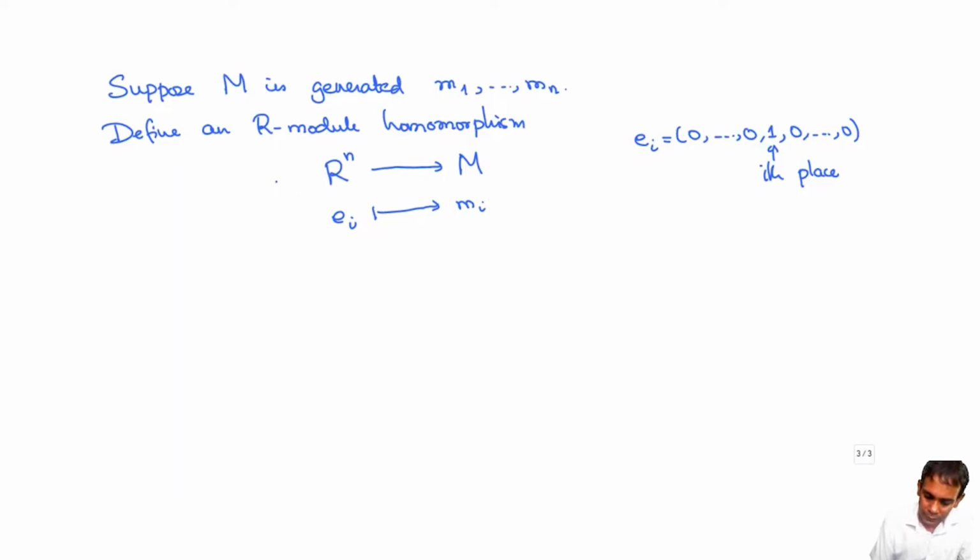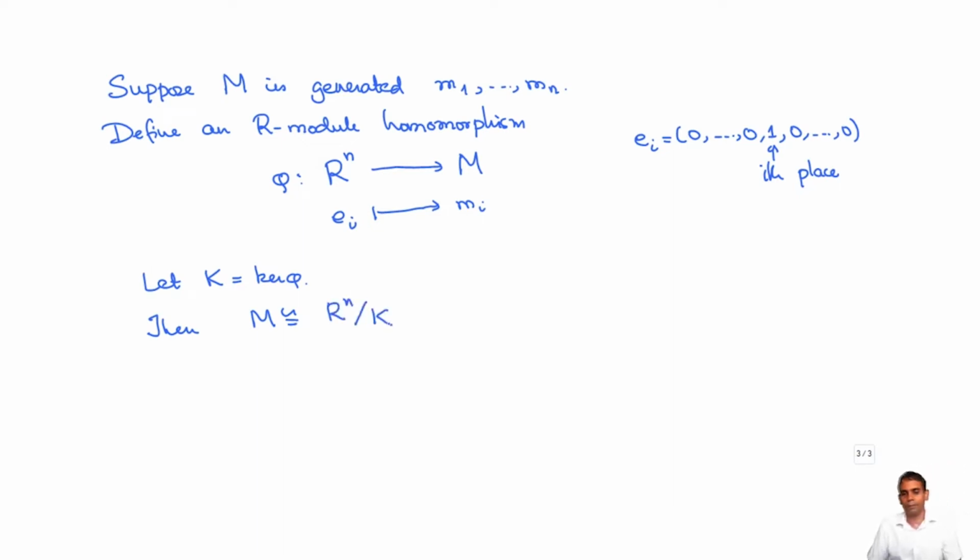What we have is that we'll call this map phi, and let K be the kernel of phi. Then M is isomorphic to R^n mod K as an R-module, because whenever you have a surjective homomorphism of R-modules, then the target R-module is a quotient of the domain modulo its kernel.